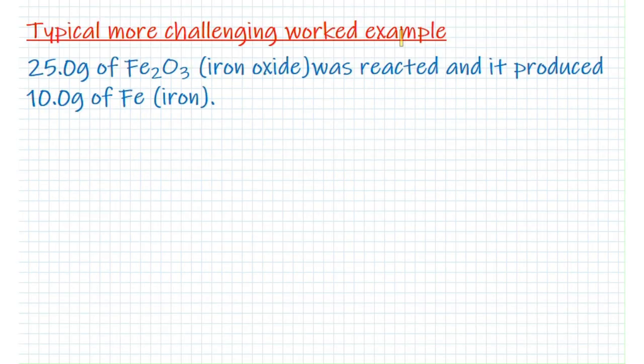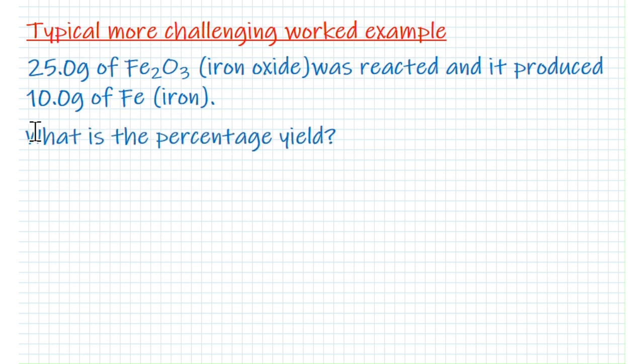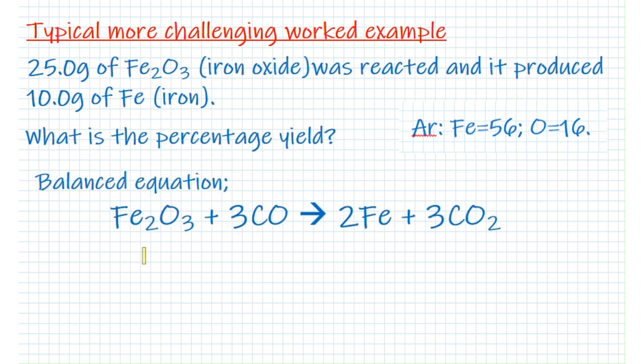Let's try a more typical but challenging example. 25 grams of Fe2O3 iron oxide was reacted and it produced 10 grams of Fe iron. What is the percentage yield? And we've got a balanced equation here. Fe2O3 plus 3CO goes to 2Fe plus 3CO2. So we've got 25 grams of our limiting reactant, Fe2O3, and we've got to work out, firstly, what the mass of iron is produced before we can work out the percentage yield. We need to work out the theoretical mass.